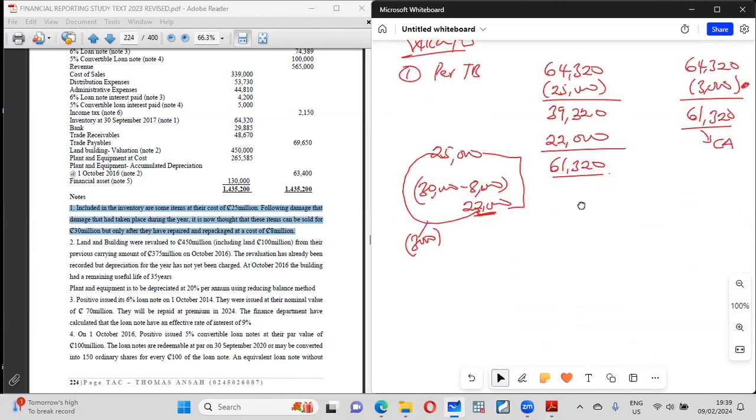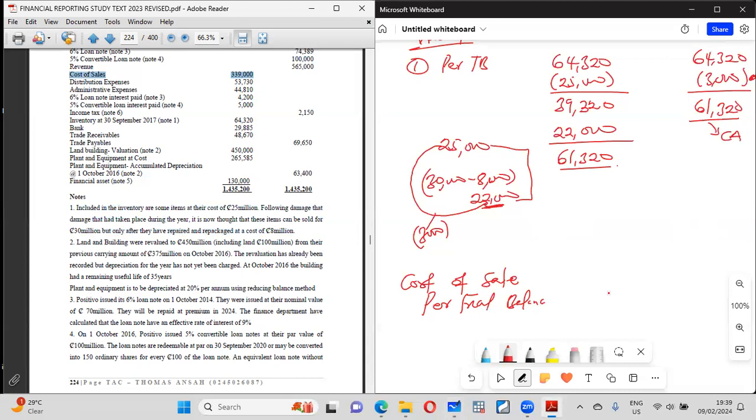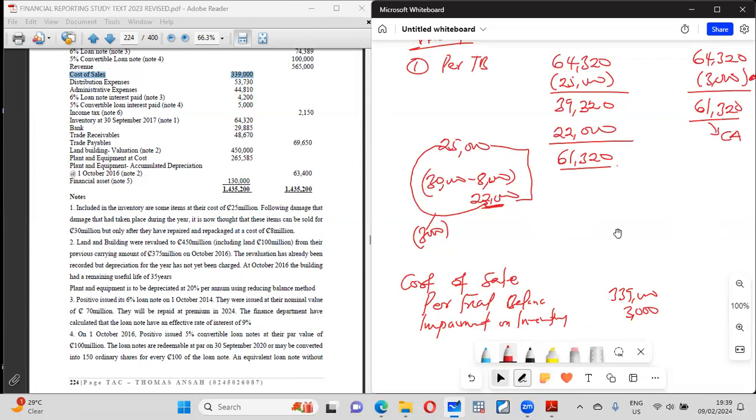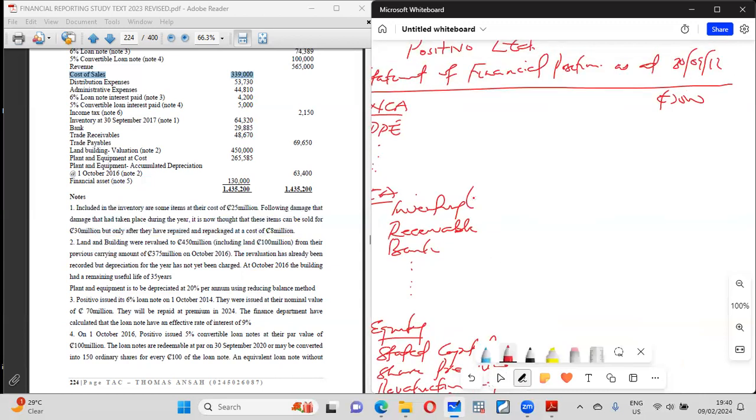Immediately we see this from our workings one, we will create a cost of sales note. Don't number the cost of sales note, not yet. So you say per trial balance, what is the cost of sales in the trial balance? 339,000. Then we add the impairment on inventory, which is 3,000. So right from here, we have done the one going to the P&L. Then straight from here, go to your balance sheet and slot in the figure for your inventory. You don't waste time. Inventory, workings one: 61,320. So I've solved my note one.